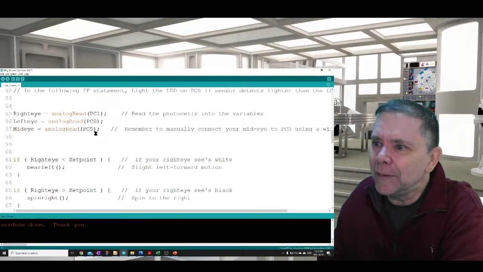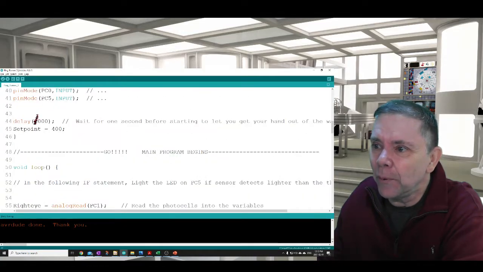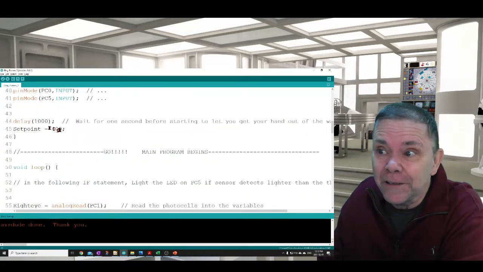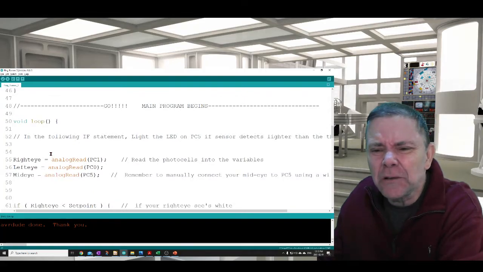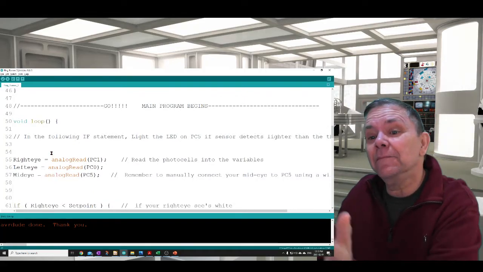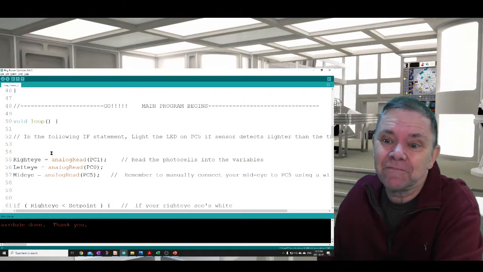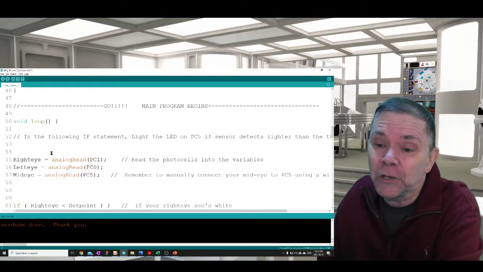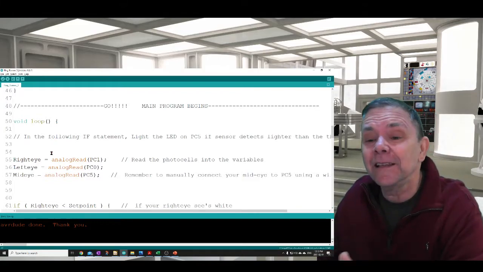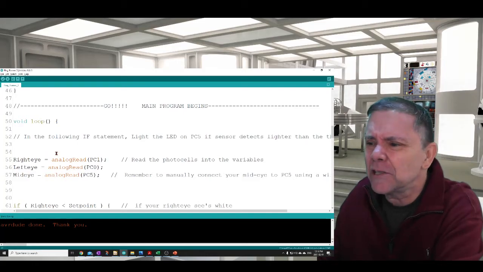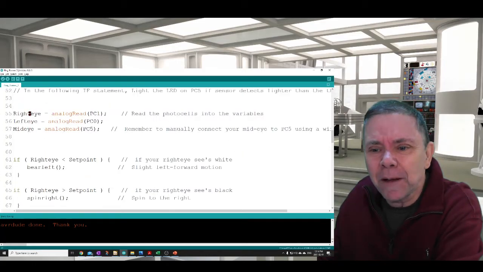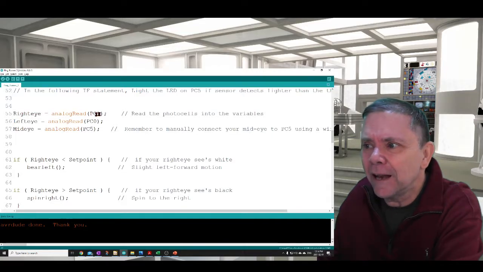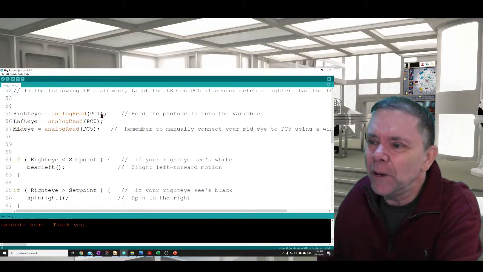So we can see here, I've got my set point set to around 400, right? Which is good. 300, 400 should be fine. Anything more than 300 would certainly be dark, maybe black, and anything less would be white. So that's a good set point to use. I've set up my three eyes, even though I only need the right eye. The right eye goes to analog port C, pin 1.